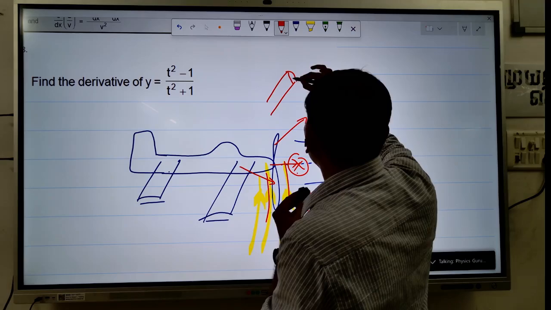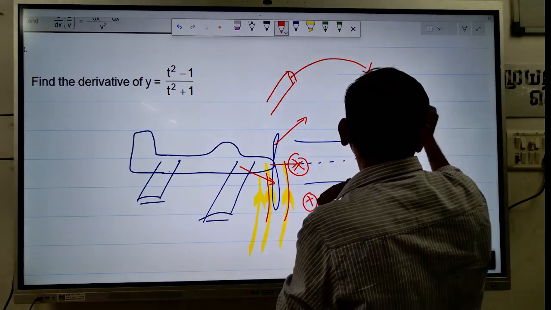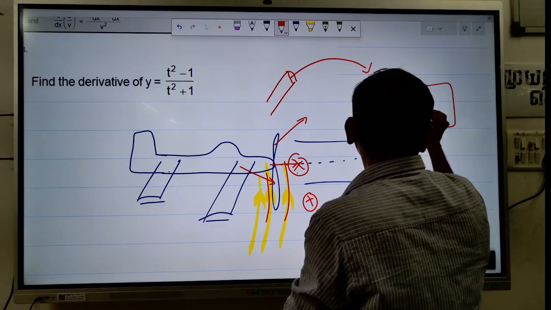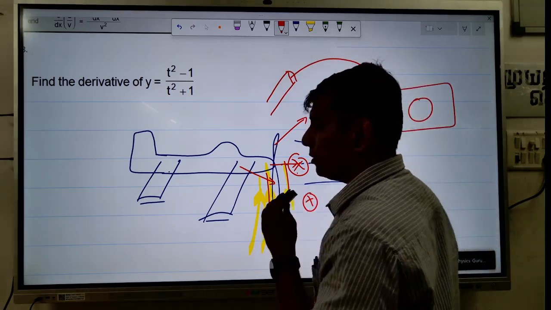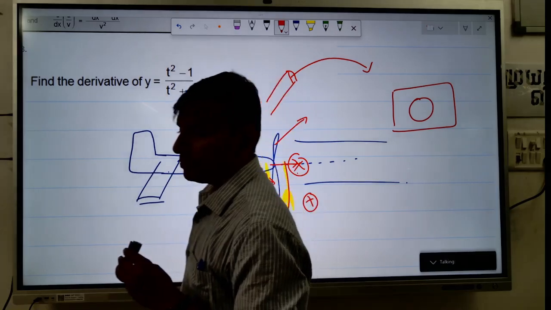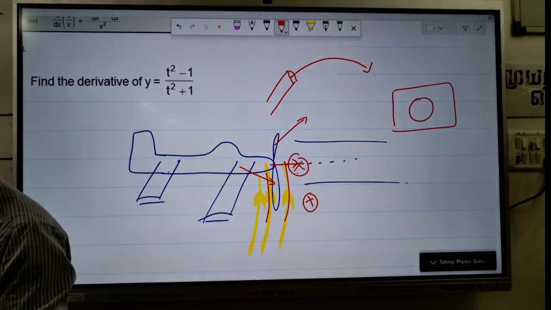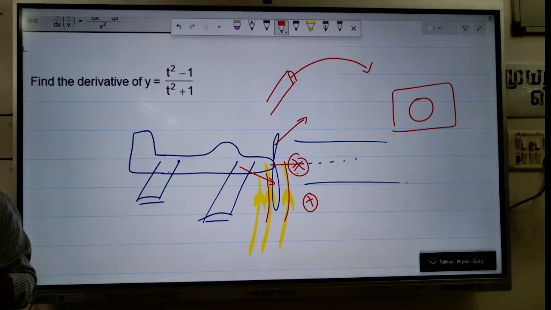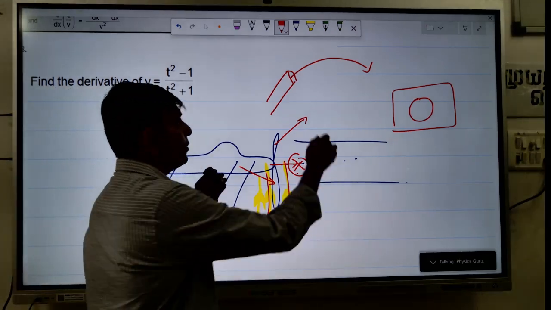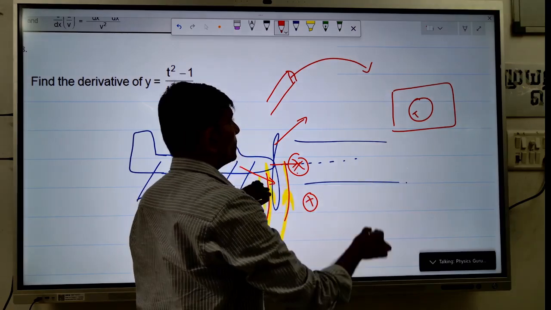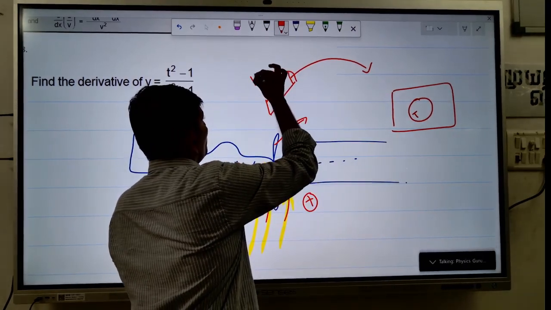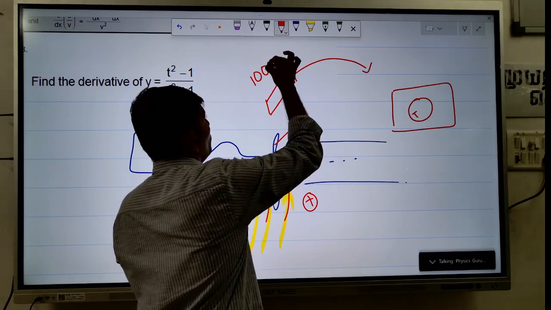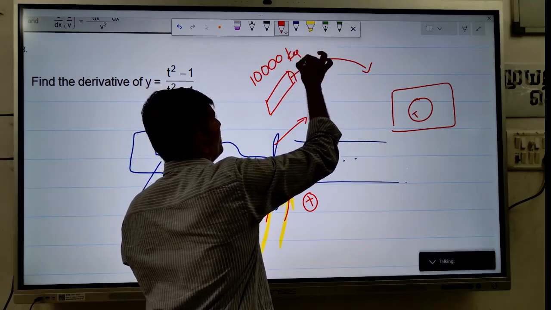You launch a missile and it is to fall near Rawalpindi or in Lahore. A very relatable situation today. Fine. And it is designed to fall here. But here at launch its mass is around 10,000 kg. For example, I am telling.